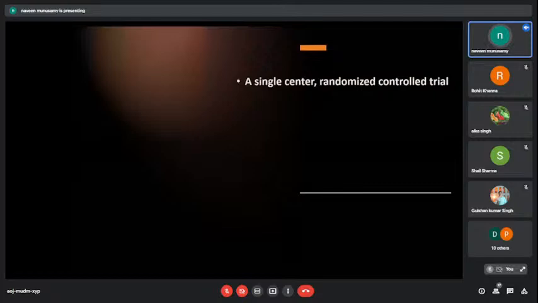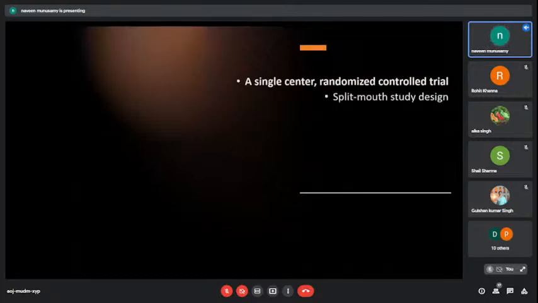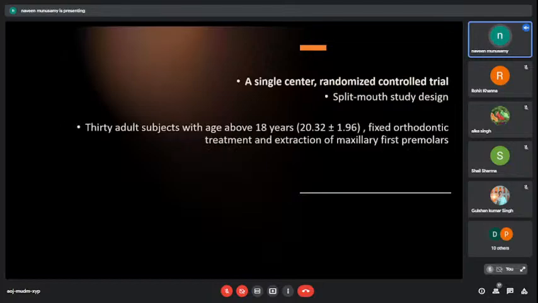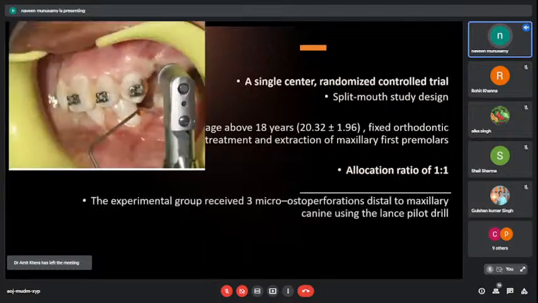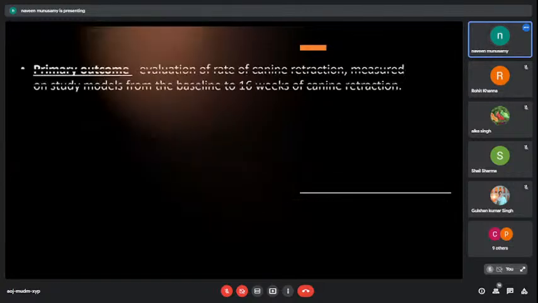This was a split-mouth design study, and we recruited 30 adult subjects with an allocation ratio of 1:1. We did 3 microosteoperforations vertically, at equal distances, exactly in the center of the extraction space before retracting the canines. This was done only to evaluate the rate of canine retraction, just the distal movement of the canine. The experimental group received 3 microosteoperforations, while the control group received none.